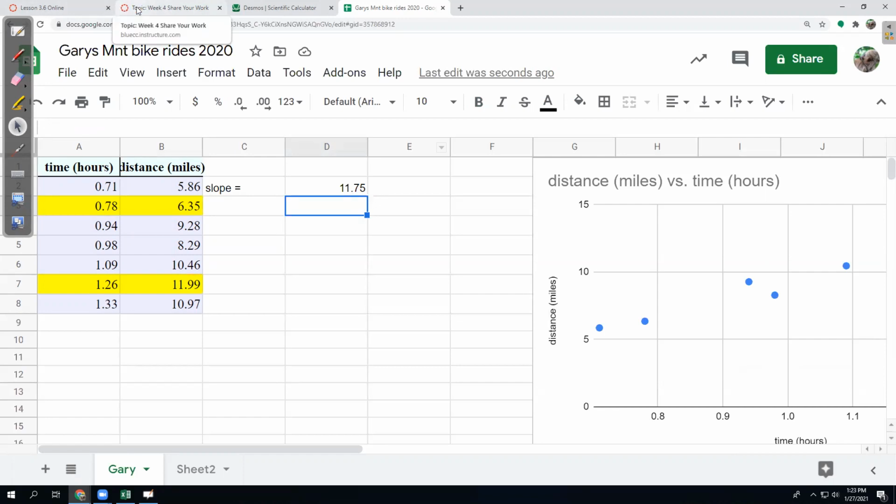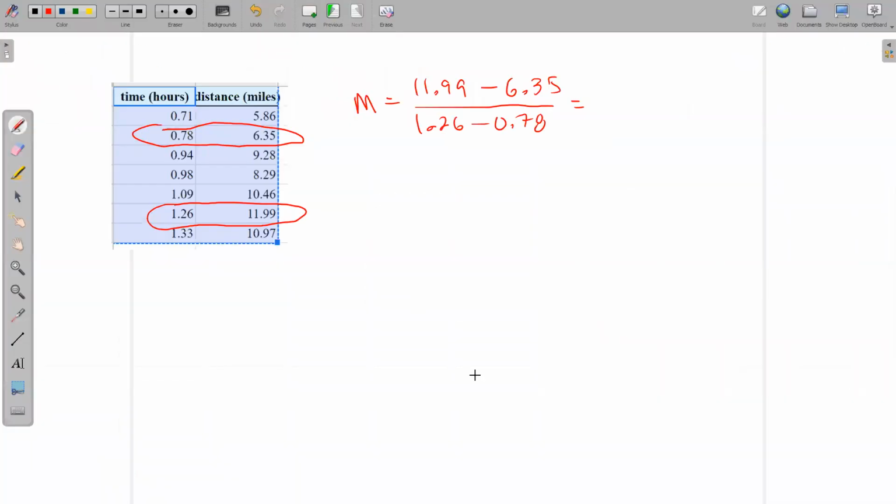All right, so back to my notebook. In order for the spreadsheet to do this right, I need parentheses here and here. And I got a slope of 11.75, and that would be miles per hour, right? So basically what I'm saying is based on those 2 points, my average speed is almost 12 miles per hour. And on mountain bike trails around here, that's pretty fast because there's a lot of uphill climbing. So I must have been in good shape when I did those rides. Don't think I could do that today.